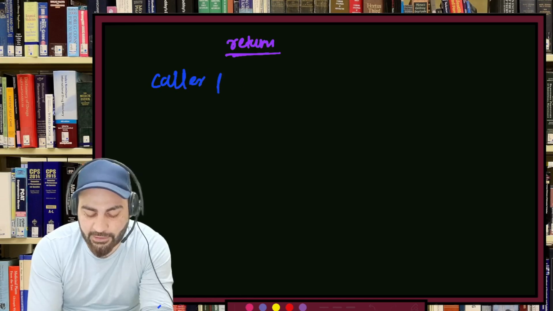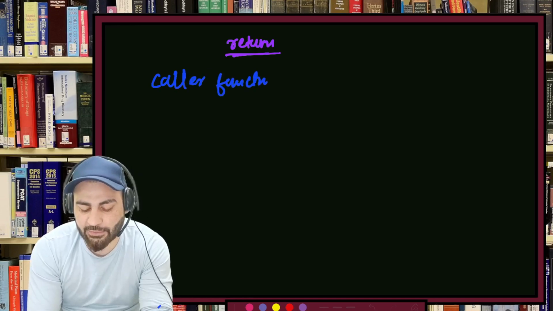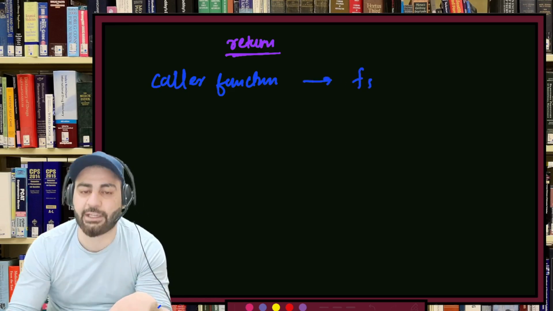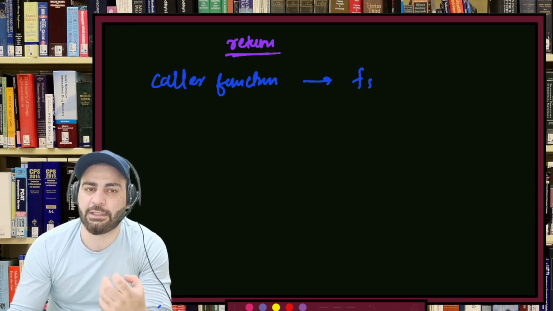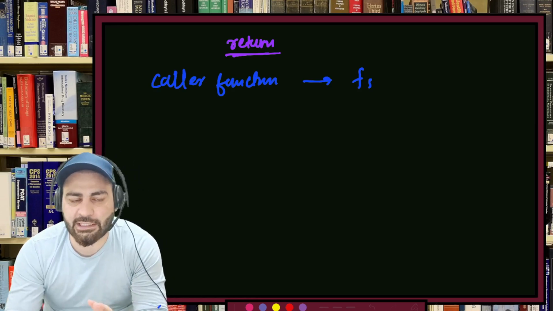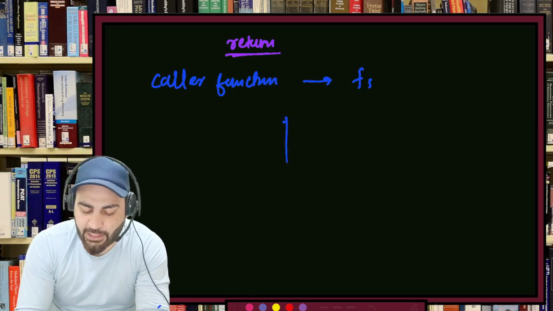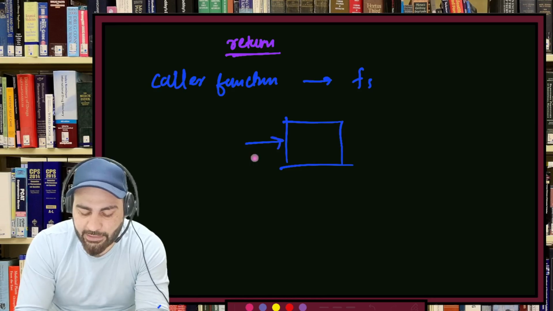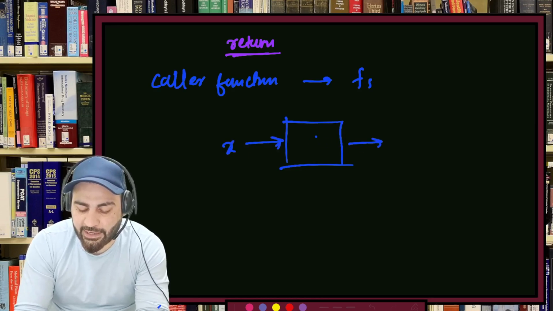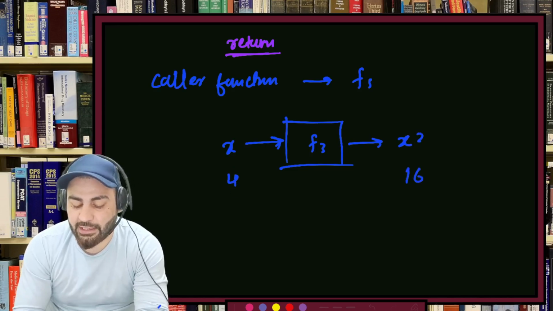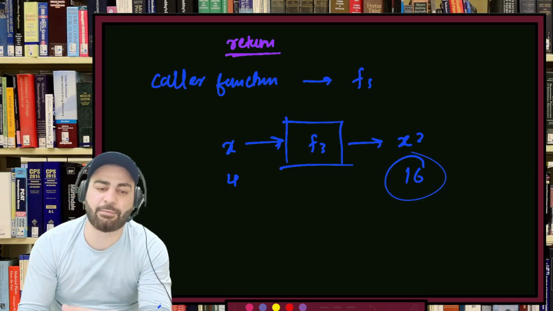We have a caller function which calls something. Here main called f3, and it wants f3 to do something, and in return it wants to get some output. Let's suppose we give it a number x, and the function f3 squares the number. If we give 4, it should give me 16. That 16 should now be given back to the caller.